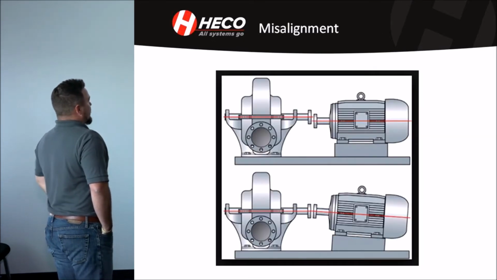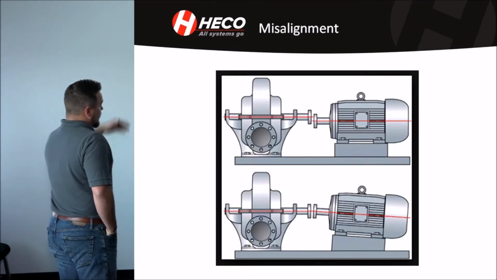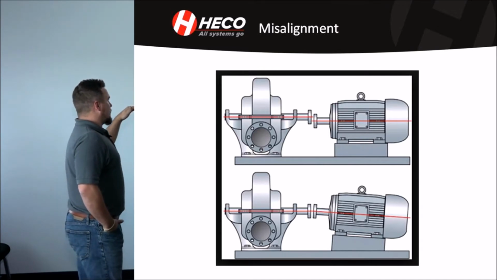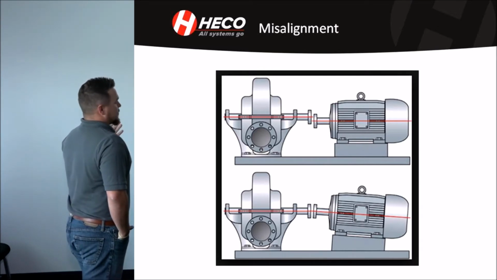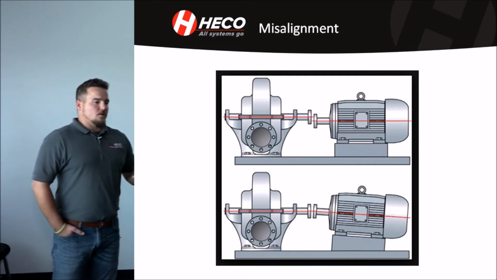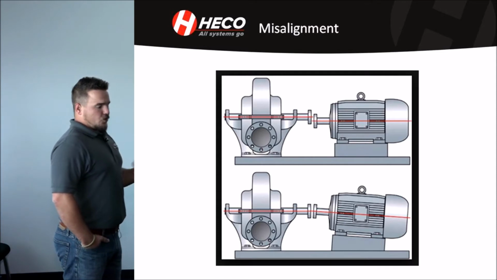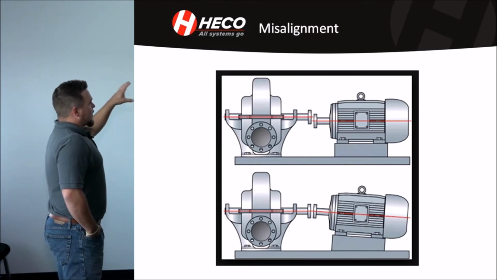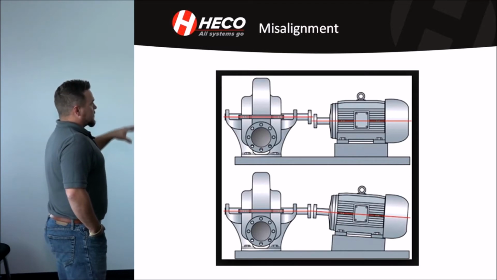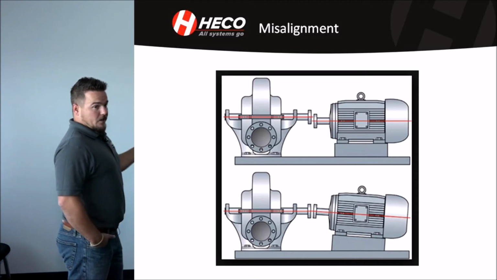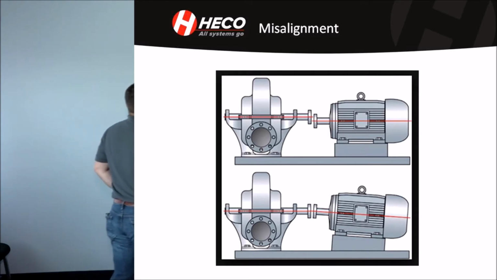Another common fault we have here is misalignment. You have a parallel misalignment on the top and an angular misalignment on the bottom. And what you're really going to see is all these issues cause premature bearing failure. In this case, if you had a coupling on those, either one, it's going to cause more load on the coupling, which in turn is going to cause load on both shafts and the bearing and cause it to fail.